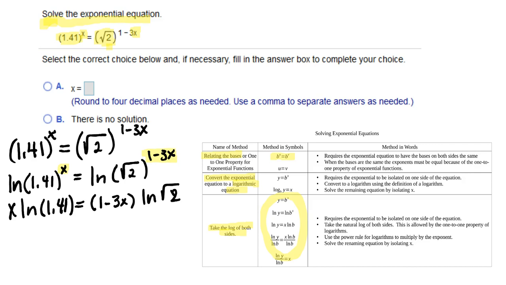So now on the right-hand side, I'm going to use the distributive property and distribute that natural log square root of 2 to each term inside the parentheses. That would give me natural log square root of 2, because 1 times natural log square root of 2 will be natural log square root of 2. And then minus 3x times natural log square root of 2. On the left, I'm just carrying that down.